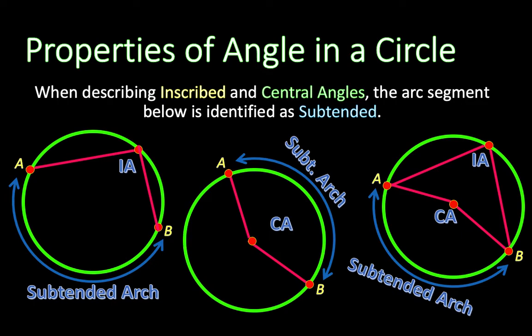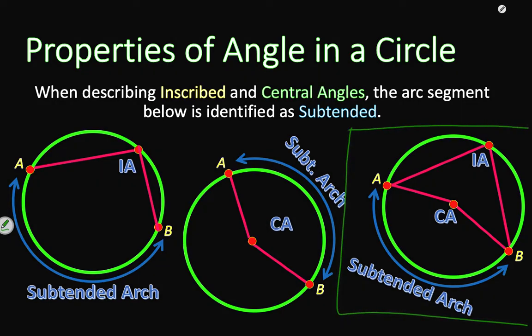We have this example over here, which kind of summarizes the last few slides. If we have point A and point B, and they meet up in the center of the circle, we call it the central angle. If they meet up on the edge of the circle, we call that an inscribed angle. And if we want to talk about the line around the circle that would connect these, we call that the subtended arc.